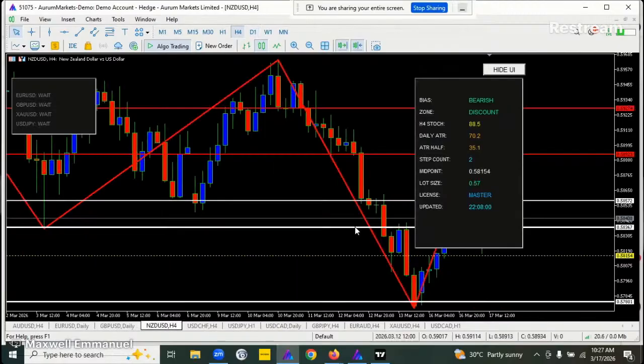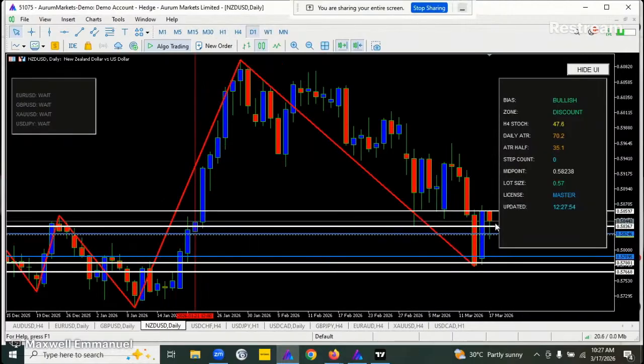Same with NZD USD. Okay, NZD USD, you can see bullish. Keep buying before this changes to bearish. Then you look for sales. Keep buying. NZD USD is likely going to come and fill this fair value gap. So that's my take.